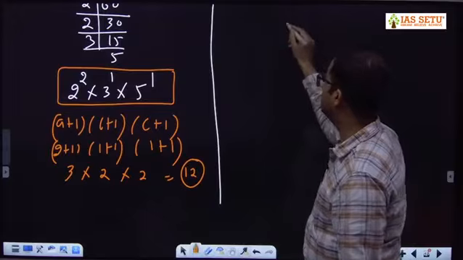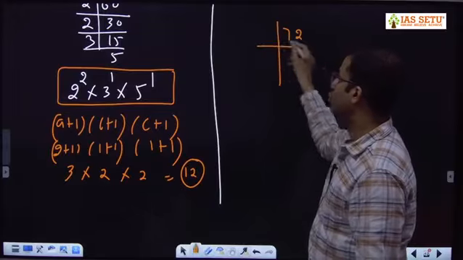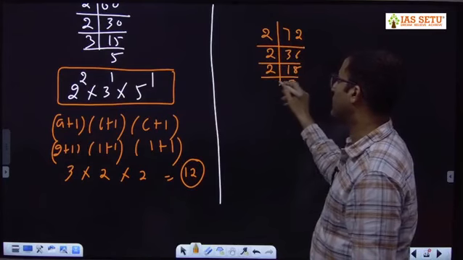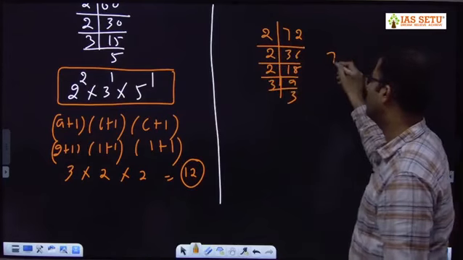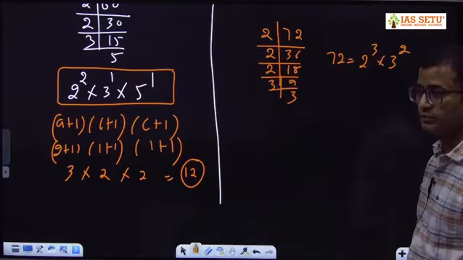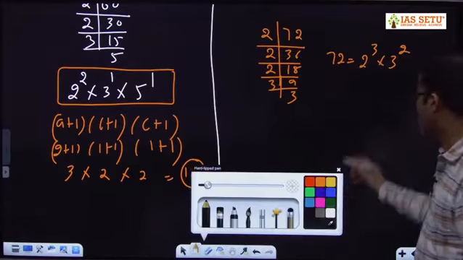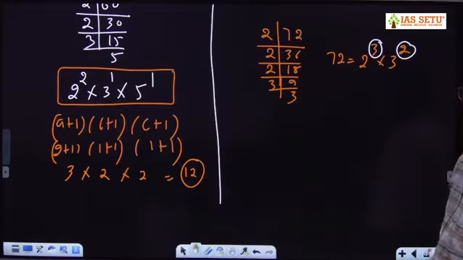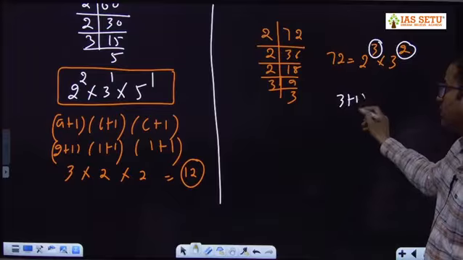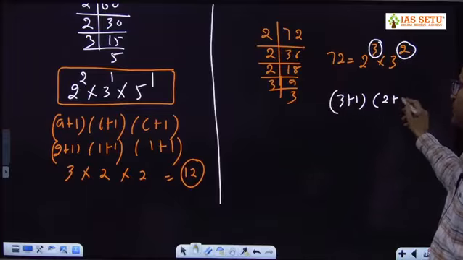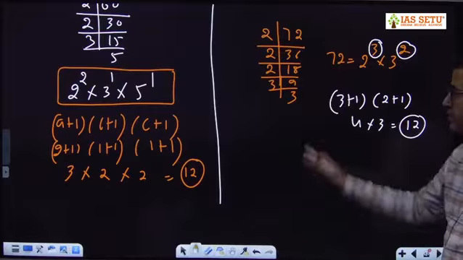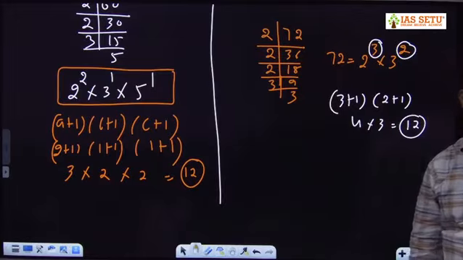I take 72. 2 common 36, 2 common 18, 2 common 9, 3 common 3. So 72 is 2 to the power 3 into 3 to the power 2. This is the prime form. So now you focus on the powers. According to our shortcut, it will be (3 plus 1) into (2 plus 1). So it is 4 into 3. Even 72 also has 12 factors.